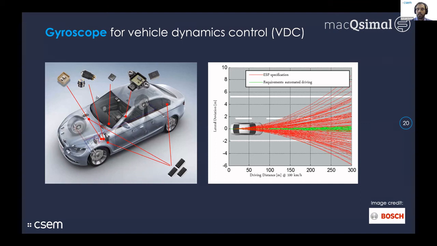So the goal here is to keep the direction of an autonomous vehicle without an external reference. And for that you need a stable rotation reference. And you cannot use standard MEMS gyroscopes because they're not stable enough. So you need to develop an alternative technology. And that alternative technology is an NMR gyroscope.